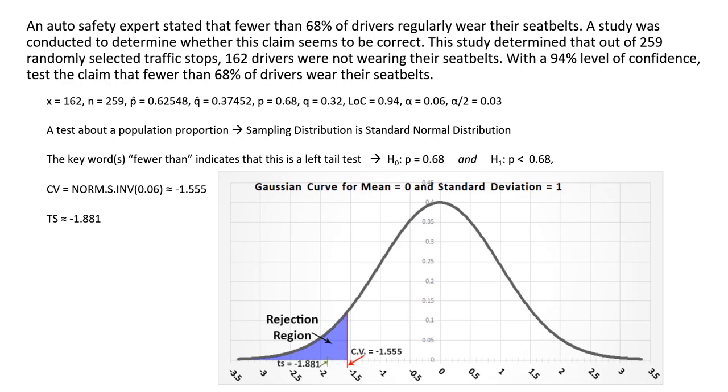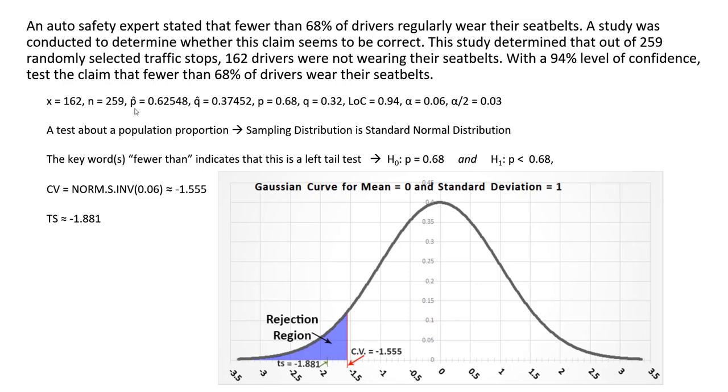Now let me backtrack a little bit. Hypothesis tests are similar to the way we, theoretically, run our legal system of innocent until proven guilty. Our truth or innocence would be what we commonly accept as true. In other words, the stuff that we already know. So in the case of this problem, what we accept as innocence is this 68% number. In other words, we would say 68% of people regularly wear their seatbelt. That is what we consider to be innocence, unless this study proves otherwise.